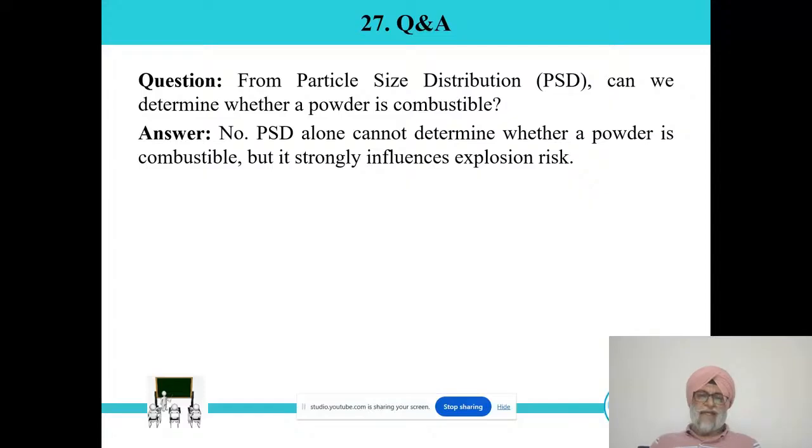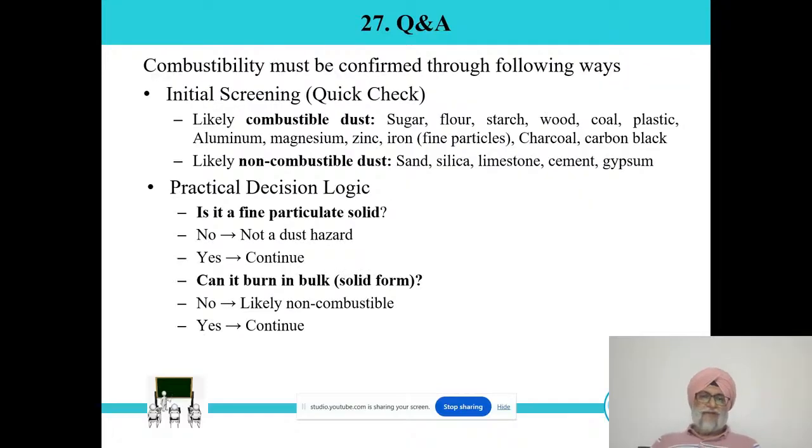Question number 27. From particle size distribution, can we determine whether a powder is combustible? No. PSD alone cannot determine whether a powder is combustible, but it strongly influences explosion risks. For the possibility of explosion risks in powder, you can refer to the previous questions, which are already explained. Combustible dust must be confirmed in the following ways. First is initial screening, that's a quick check.